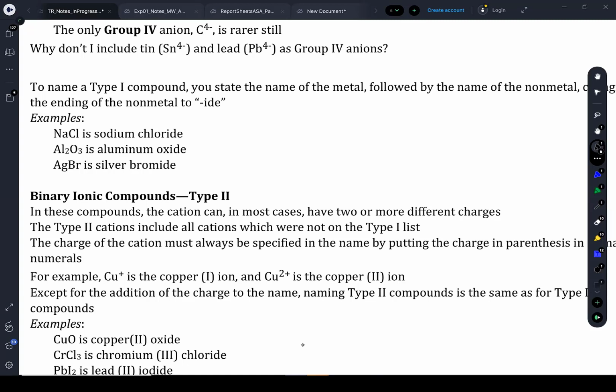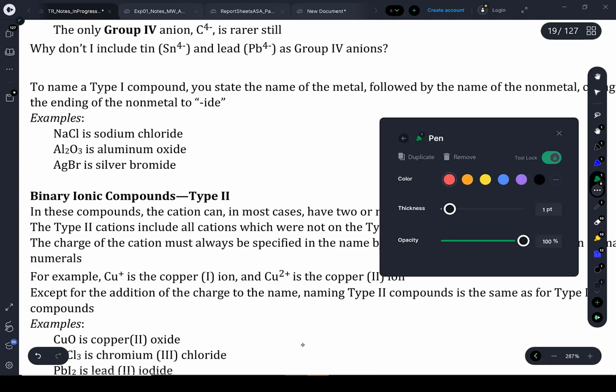The way we name type 1s is very simple. You just say the name of the metal, put a space, and then the name of the anion. You don't ever include the charge. So sodium chloride, and you change the ending of the nonmetal to "ide." Aluminum oxide, silver bromide. Okay. Very, very important. So important, I'm going to put it in red.